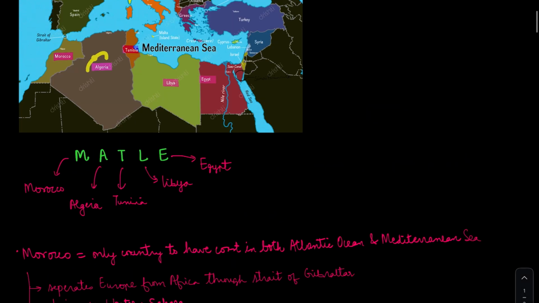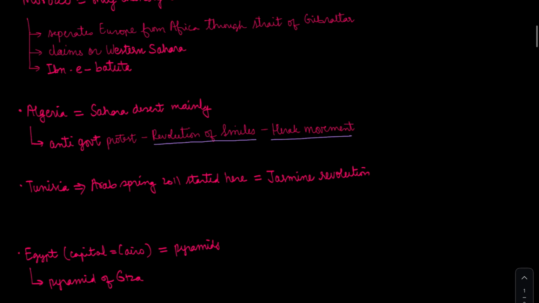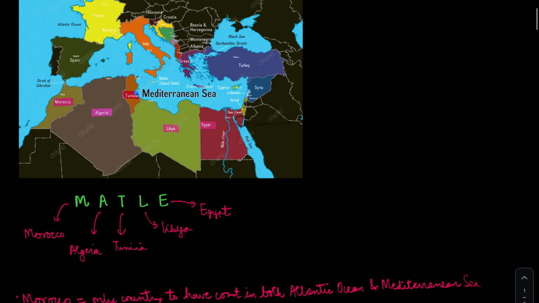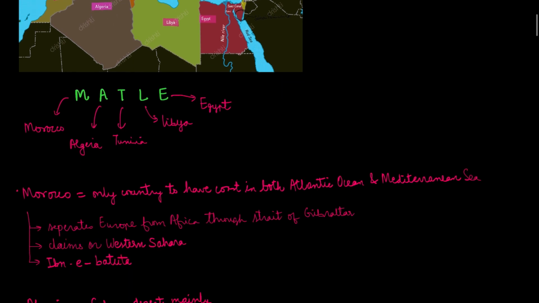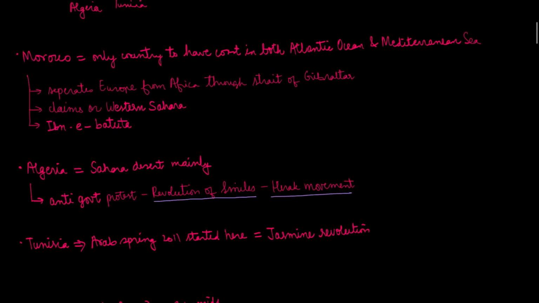Then comes the country of Algeria. Algeria is mainly a Saharan desert. So it is in news because of the anti-government protests over there, which is called the Revolution of Smiles or the Hirak movement. So this is Algeria. It is in news because of the anti-government protest or the Hirak movement, which is also called the Revolution of Smiles.